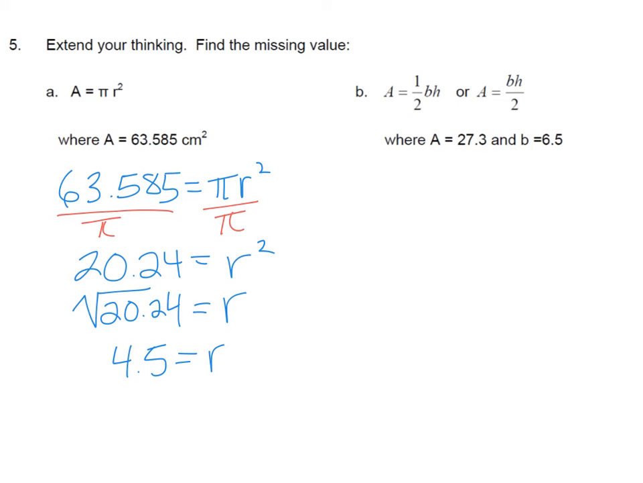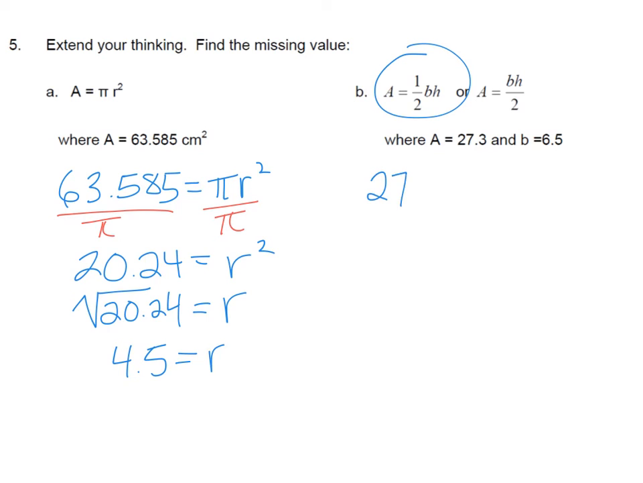Moving on to question B, we're given the equation for a triangle. Area equals half times base times height, or area equals base times height divided by 2. In this case we're given both the values for the area, 27.3, and for the base, which is 6.5. So to do this, I'm going to use the first example of the equation for a triangle, which is area equals half times base times height. And so let's use substitution to do this.